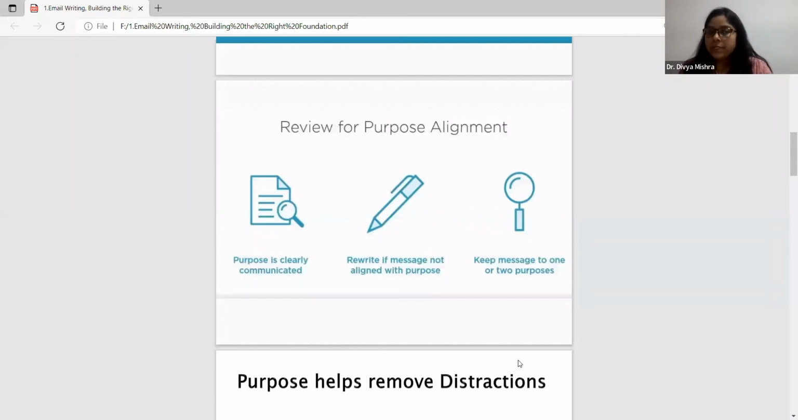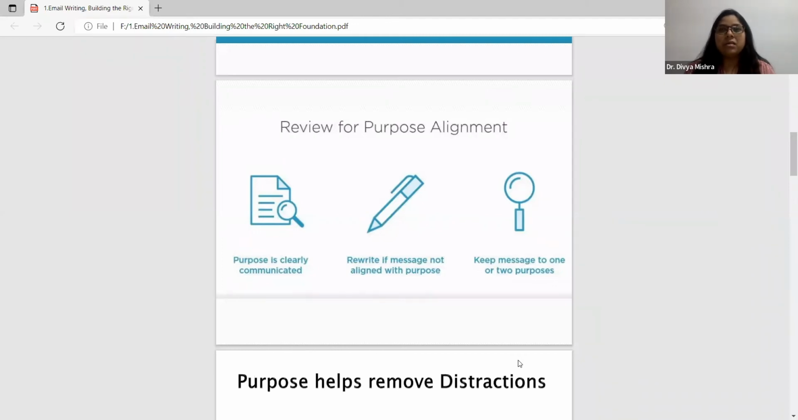So make sure the purpose is clearly communicated. Once you know the purpose, rewrite any message not aligned with the purpose. Proofreading is very important in that case. Suppose you started writing an email, don't just send it outright. You need to review and proofread it to find out if there is any mistake, and rewrite it. And the third point you can see here: keep messages to one or two purposes.